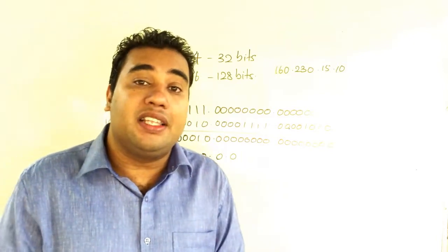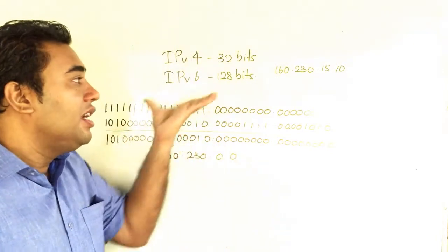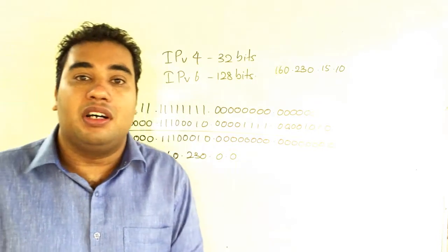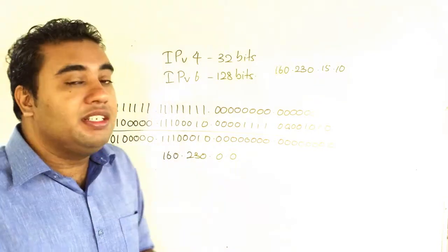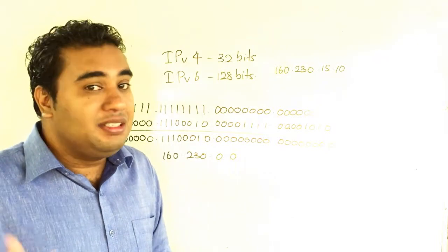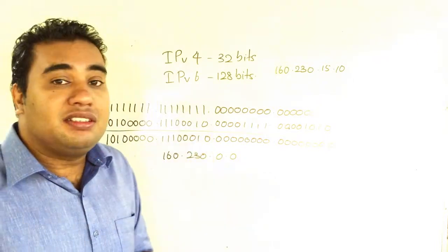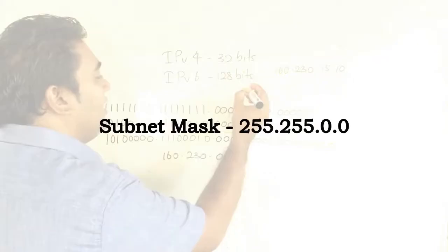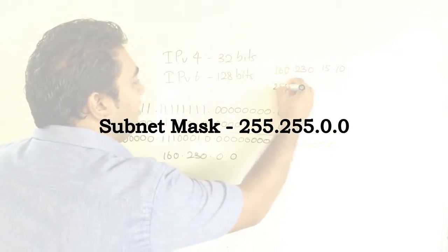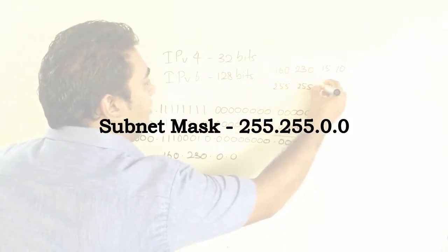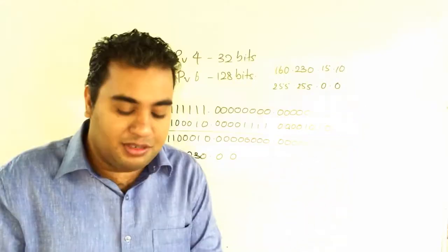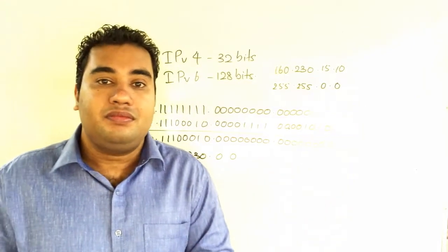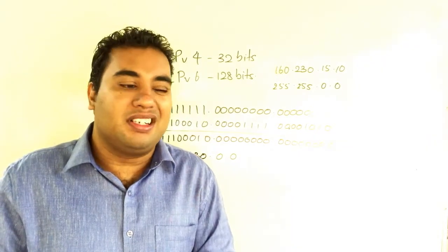So to get the network portion and host portion, we use the subnet mask. You'll find the subnet mask not only in binary format, it also is represented in decimal format. So this subnet mask is something like this: 255.255.0.0. So continuous ones and continuous zeros. Hope you got the concept.